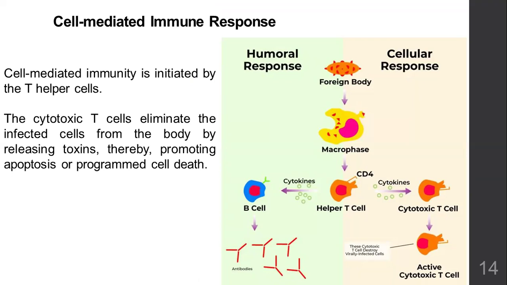Cell-mediated immune response: this was the humoral response that we have seen. Cell-mediated is initiated by helper T cells, whereas in humoral, it was initiated by B cells. Here it is initiated by T cells, and these T cells are cytotoxic in nature. They are not that good for the healthy cells. They will destroy and damage the healthy cells. They're cytotoxic in nature.